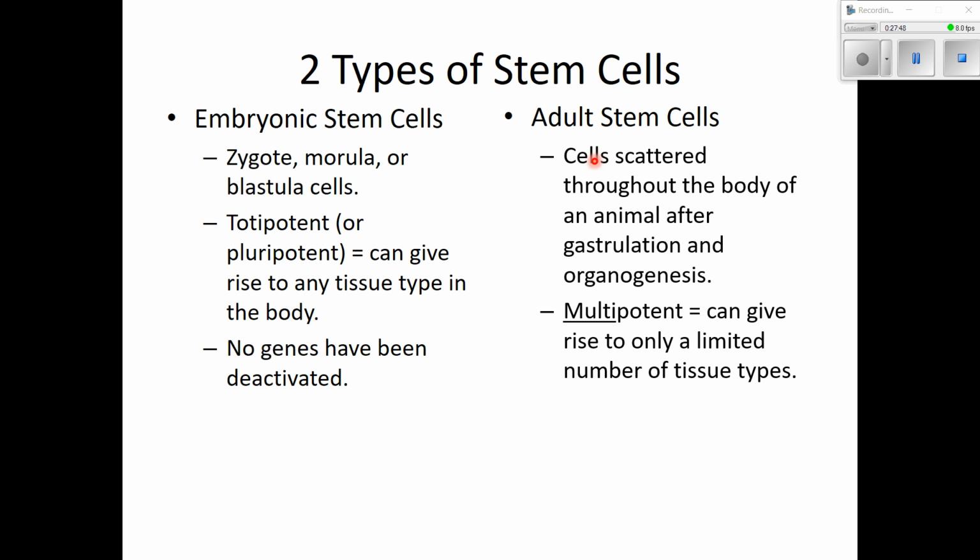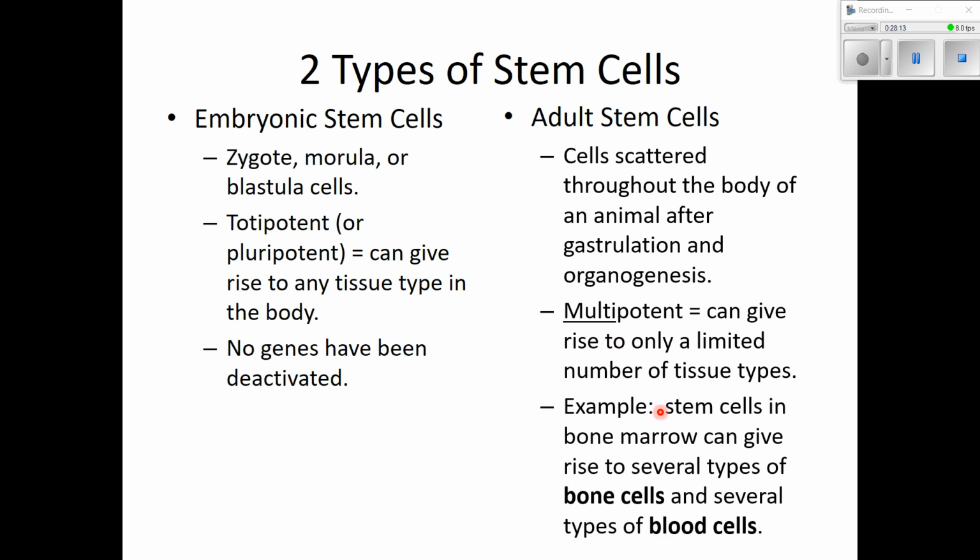But here's the big difference. Adult stem cells, or remember the new term, somatic stem cells, are multipotent. They are not totipotent or pluripotent. They cannot give rise to any and all tissue types, but they can give rise to a limited number of tissue types. So for example, you have some stem cells, a lot of stem cells actually, in your bone marrow, in the middle part of your bones throughout your body.